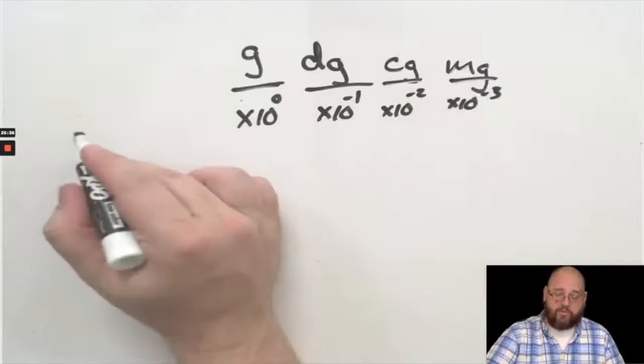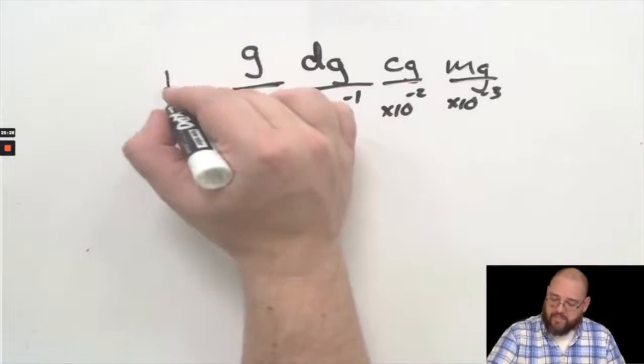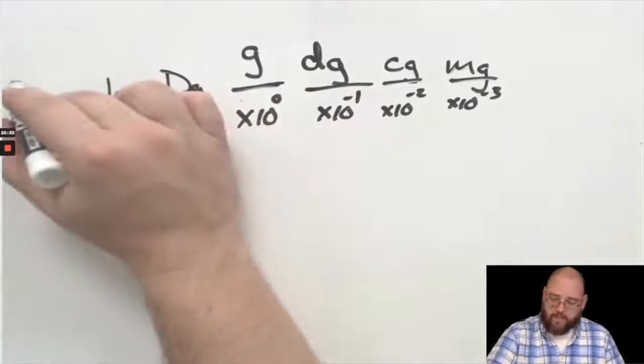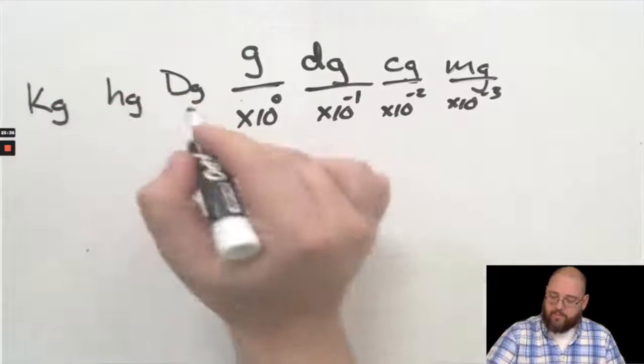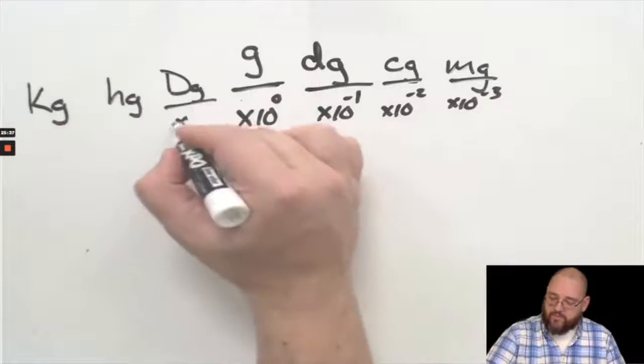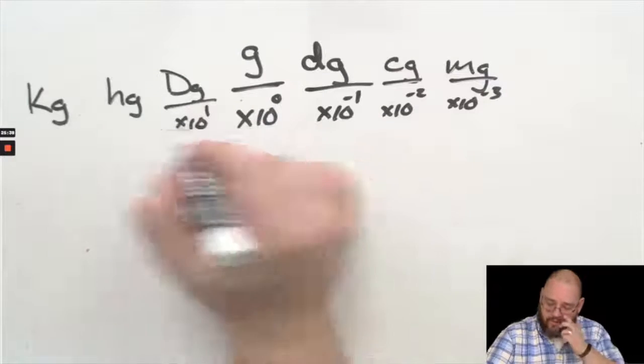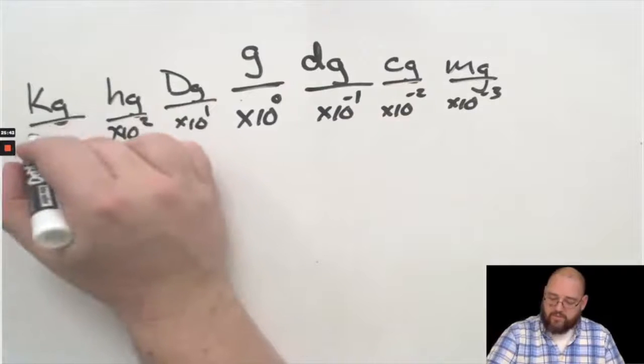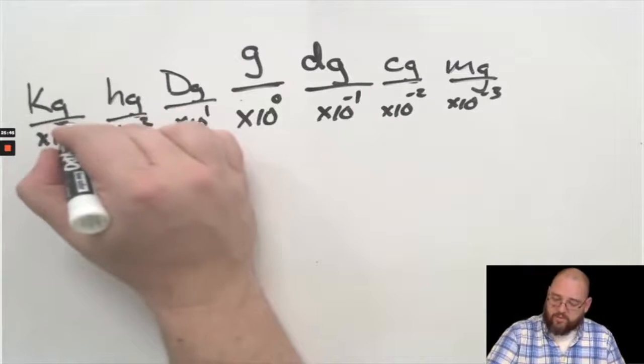And going the other direction, we have the decagram, and then the hectogram, and the kilogram. All right, so this is times 10 to the 1. This is times 10 to the 2. This is times 10 to the 3.